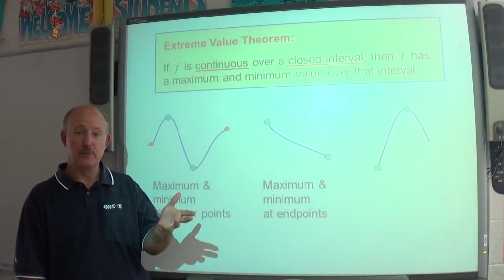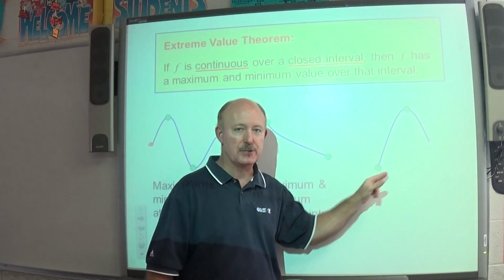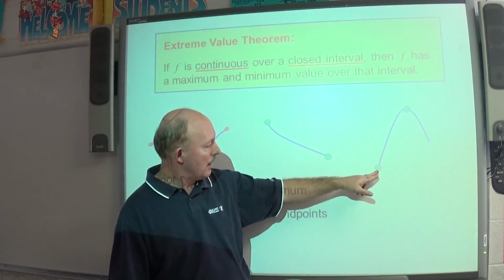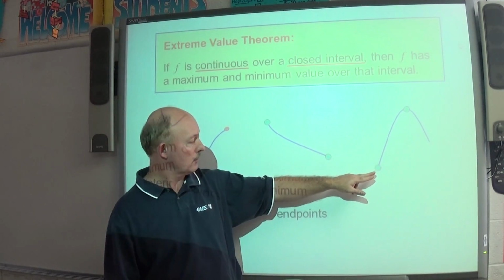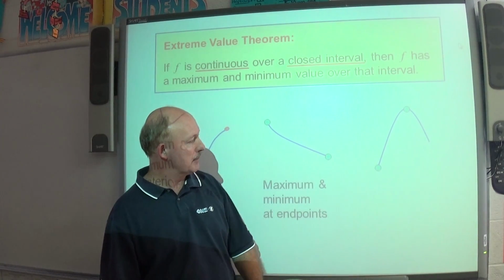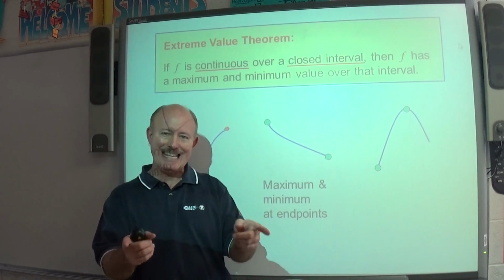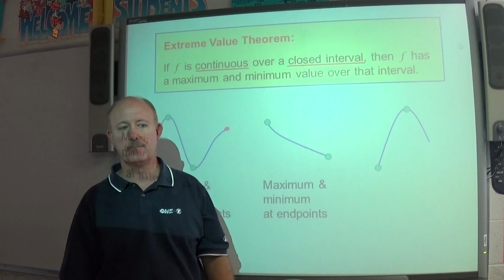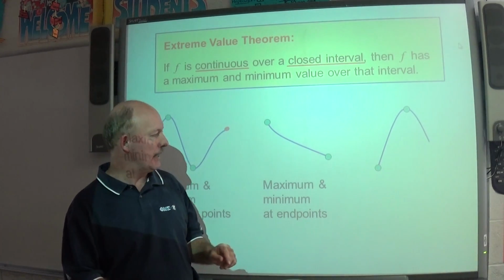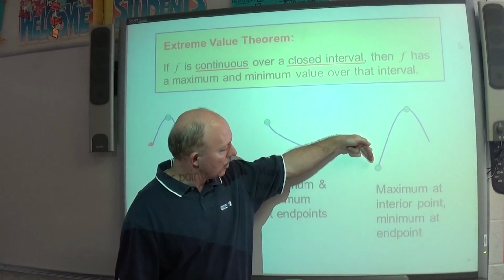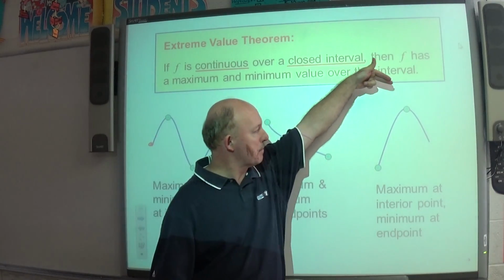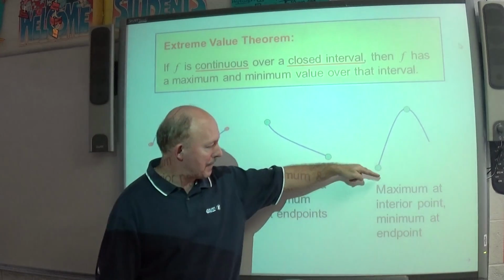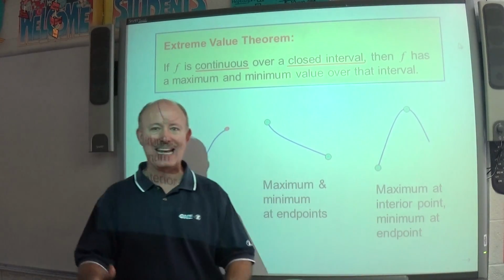Now, it's also possible we could have something like the third instance down here. As you look at this third case, you can see this is the lowest point on the closed interval on the graph, the absolute minimum here. But in the interior of the function, you can see this point up here is the highest point on the curve. So in this particular case, the absolute minimum occurs at an endpoint, but the absolute maximum occurs in the interior of the function. So you have a maximum at an interior point and a minimum at an endpoint.